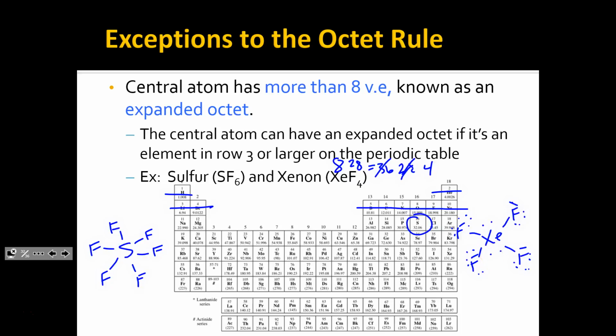How can you have 2, 4, 6, 8, 10, 12 electrons around xenon? It's because xenon is in row 5. It is available for an expanded octet. It can do that, so it is allowed. You'll see the expanded octet quite a bit. So just be aware that if the element is in row 3 or higher, it is allowed to have an expanded octet.